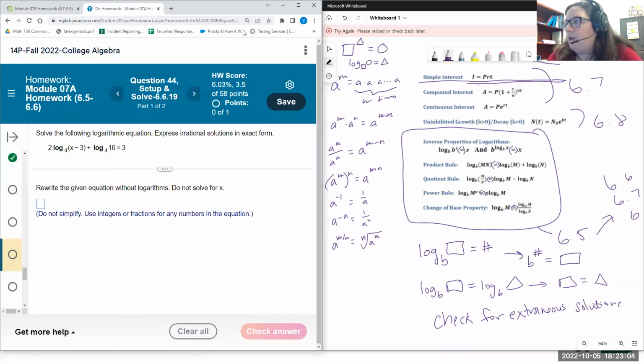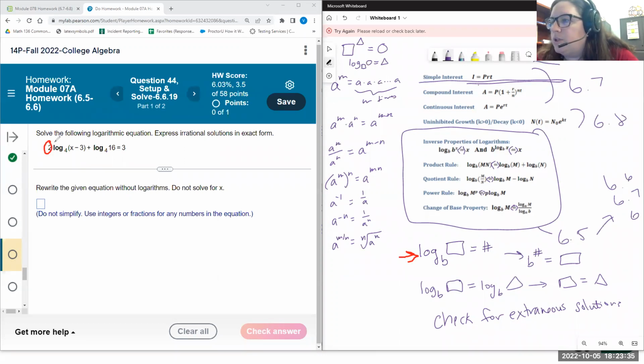Right, so here we have multiple logs on the one side equal to a number. So we're looking more like this second form where we have a log equal to a number, but we need to combine those 2 logs into a single log. I can't undo the log and rewrite in exponent form if I have multiple logs going on. So I'm going to apply the power rule and the product rule because I have addition.